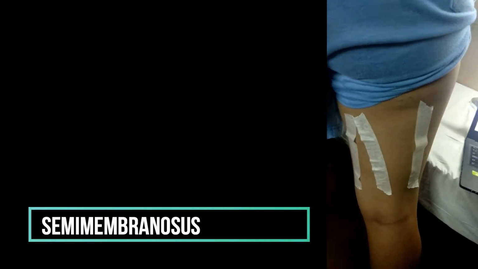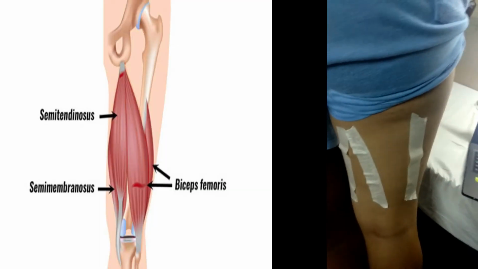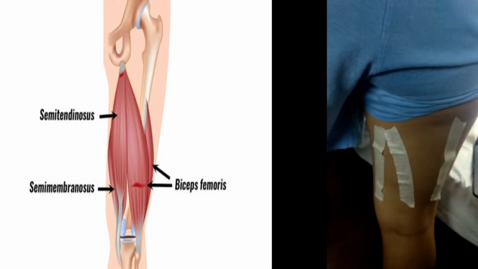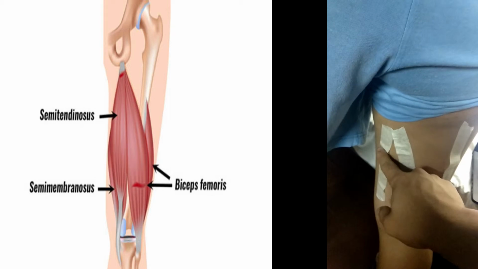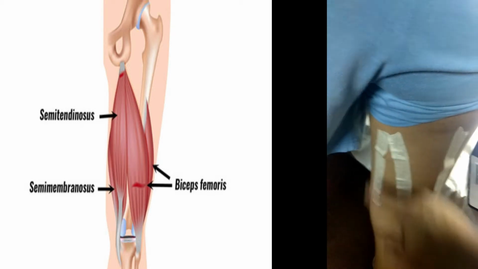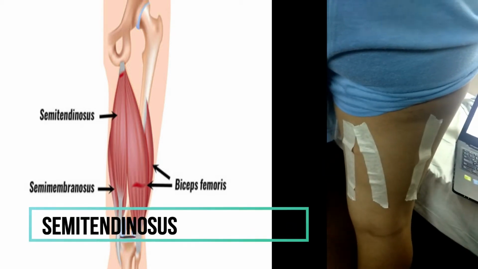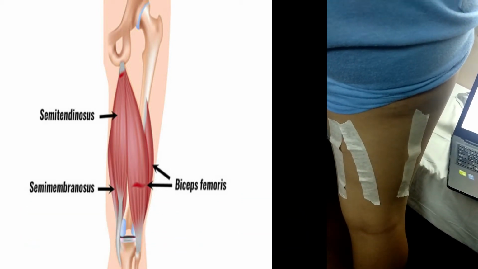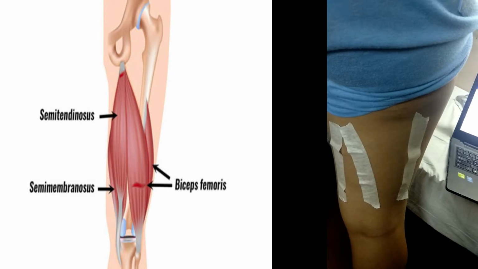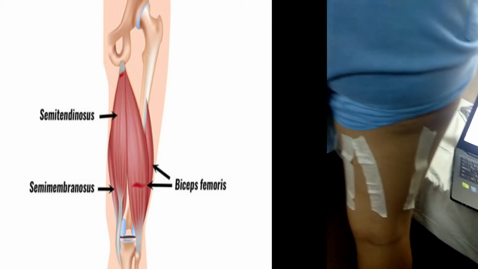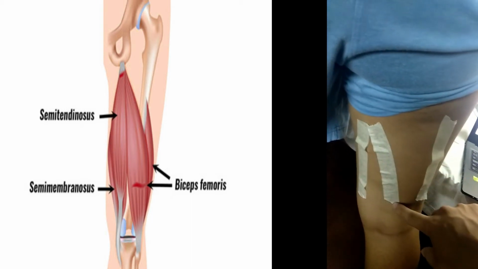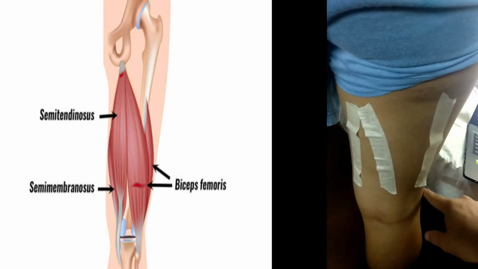Semimembranosus. Origin: ischial tuberosity. Insertion: medial condyle of tibia. So this is the semimembranosus. And the semitendinosus. Origin: lower quadrangular part of tuberosity of the ischium. Insertion: pes anserinus. And this is the semitendinosus, and it extends to here.